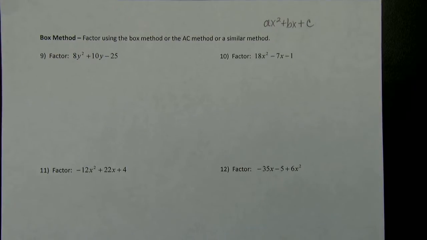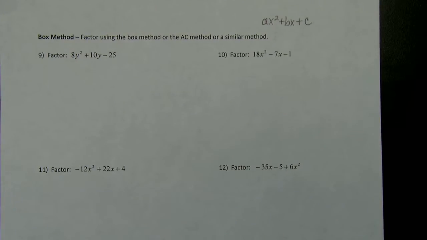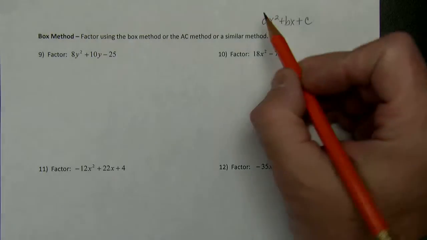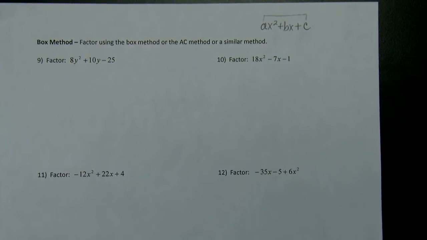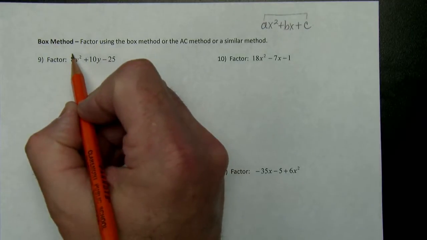So whether you use the box method or the AC method, or some people use an X method of factoring. If you're an Austin student, you probably use that. They're all basically the same concept, just with different terminology and different visuals. But basically what always happens is you multiply the a times the c, so whatever the first number is times the last number. And then we start doing something similar to what we did before.